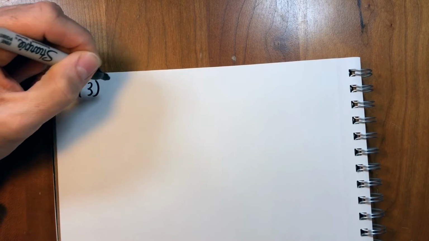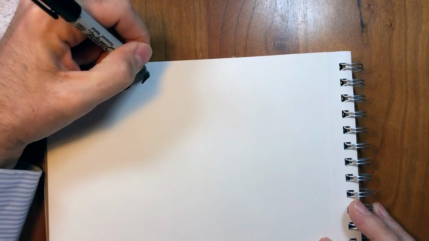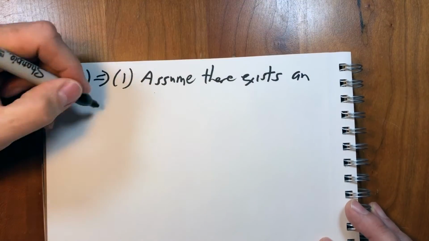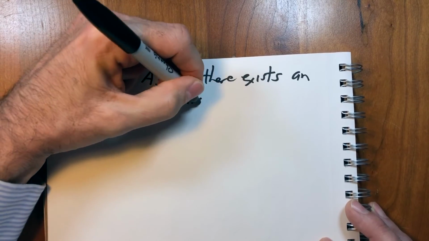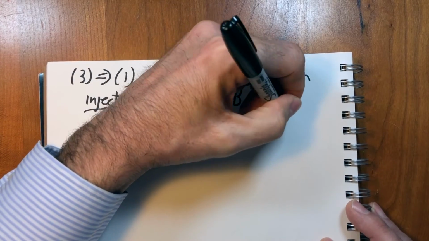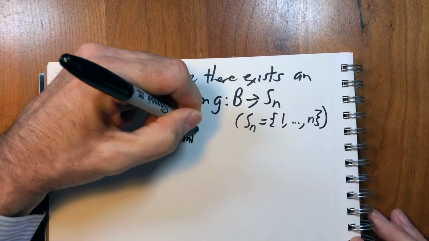Okay, assume 3 to prove 1. So assume that there exists an injective function g from b to a section of the positive integers. And we're going to call it Sn here. You'll see why in a second, but Sn just means a section of positive integers. We need to show that b is finite.